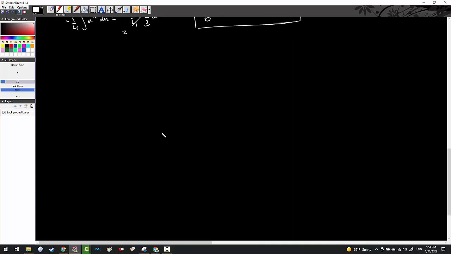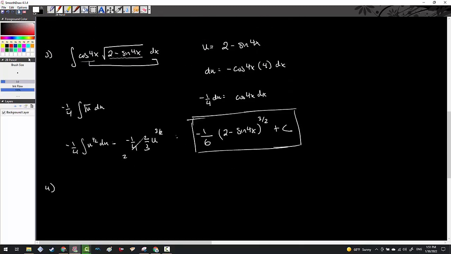All right, let's take a look at number 4. As always, feel free to pause. I know I'm going through these pretty quickly, but again, what was it that gave this away as a u-sub? It's that we have a function and its derivative present. Hopefully that makes a lot of sense to you.